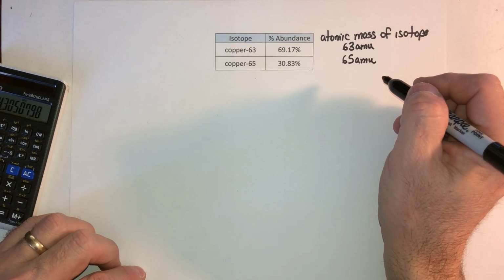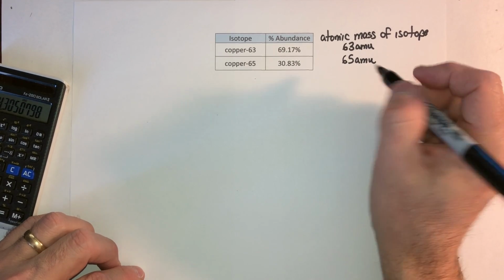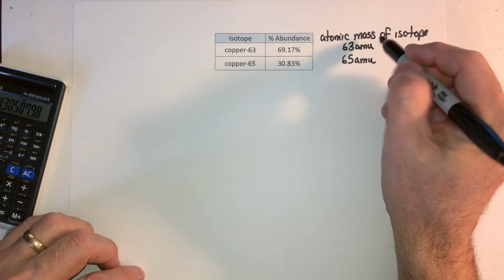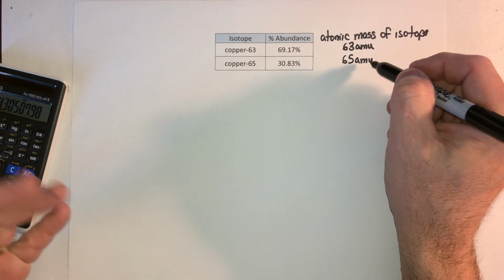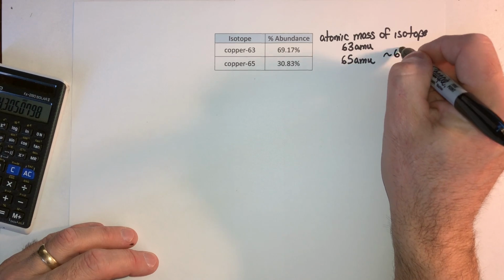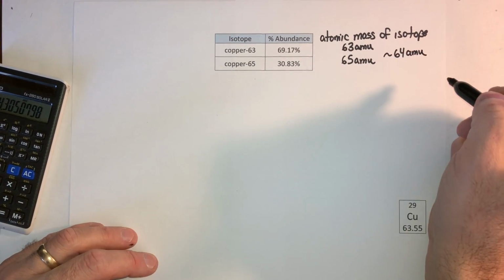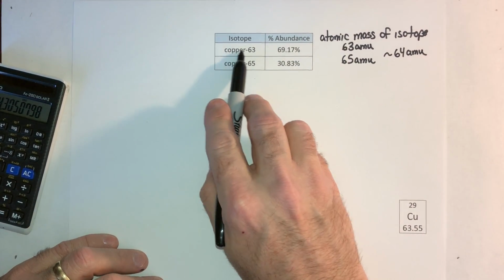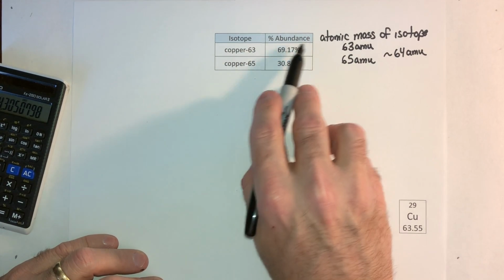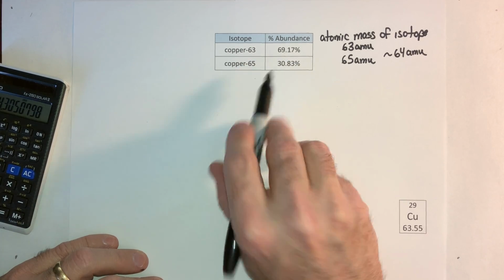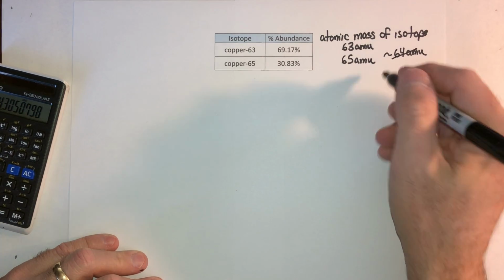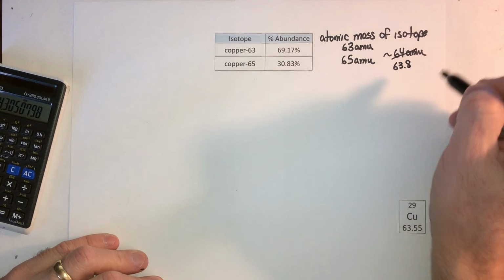Now, let's make a prediction of the answer. If this was a nice 50-50 mix, if you had half and half, then the average should be a real average, right? 63 plus 65 divided by 2, the average would be about 64. But because you have more of the light one, the one that weighs 63, you have more of it, and the one at 65, you have less of it. So my average is going to be closer to the low side. So maybe it'll be like 63.8.